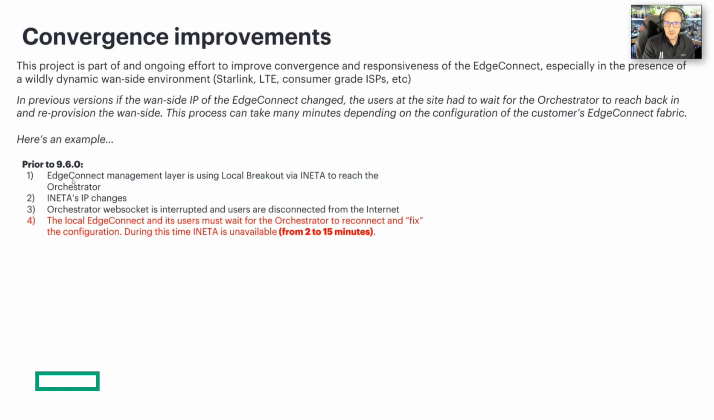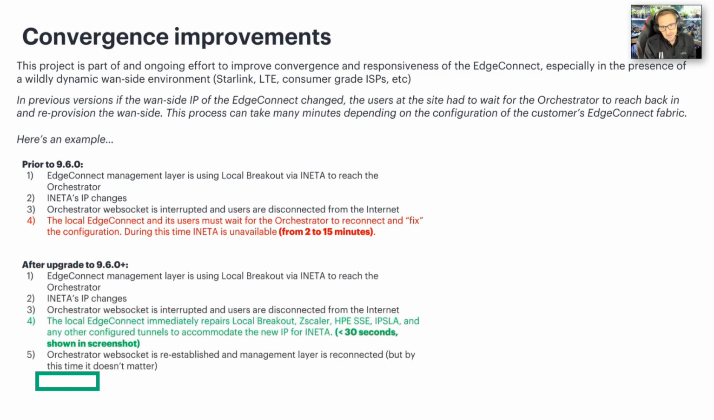Prior to 9.6.0, the EdgeConnect management layer is using local breakout, and it's going over INET A to reach the orchestrator. INET A's IP changes for whatever reason, right? The orchestrator WebSocket will get interrupted because you literally just changed the IP address of the socket that the orchestrator was riding over. Now, internally, EdgeConnect reconnects through the portal to the orchestrator quickly. Even though it had its orchestrator socket disrupted, and you're going to have a bad local IP in the configuration for a while, it will eventually get a hold of the orchestrator, and the orchestrator will fix it, and then INET A will become available again. But it can take a while.